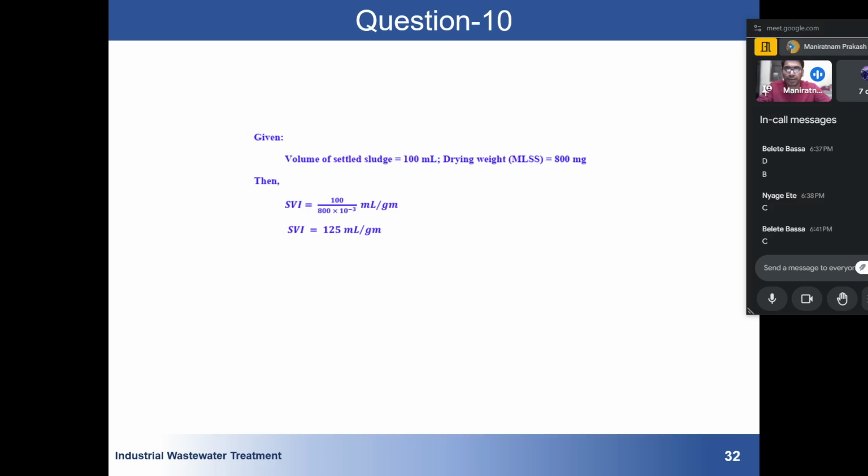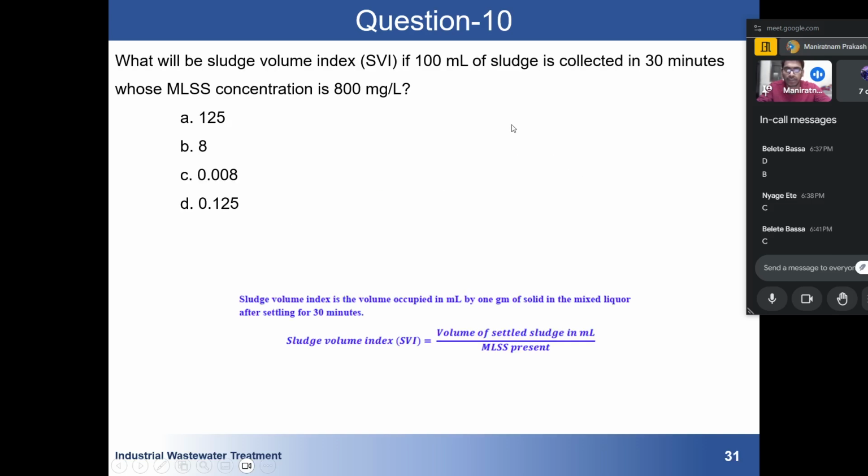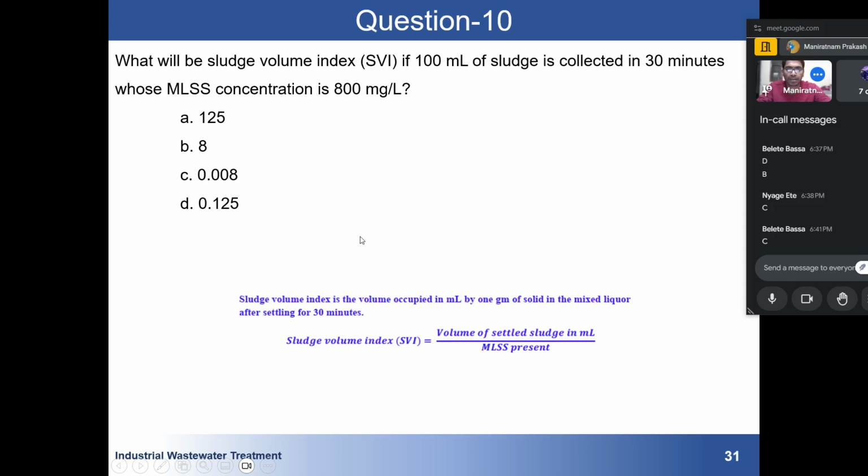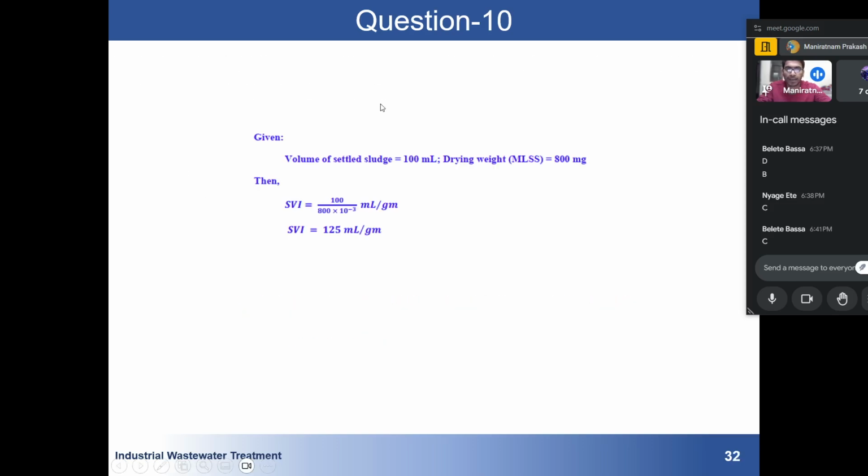We will be substituting the values, that is 100 ml divided by 800, as we have to report the answer in milliliter per gram. So remember, SVI is always reported in ml per gram. Ml per gram means per gram how many ml there are. So that's why we have converted milligram into gram by multiplying by 10 to the power minus 3. So 100 divided by 800 into 10 to the power minus 3, and SVI is 125 ml per gram.